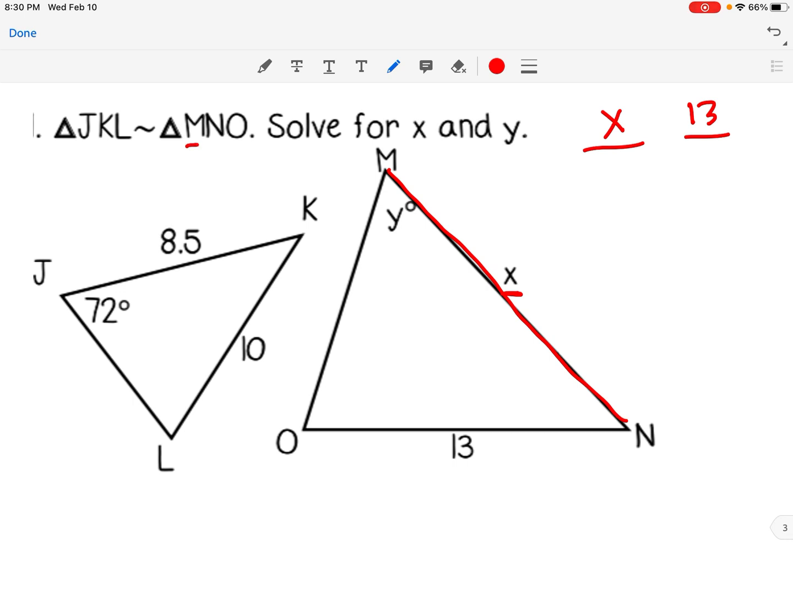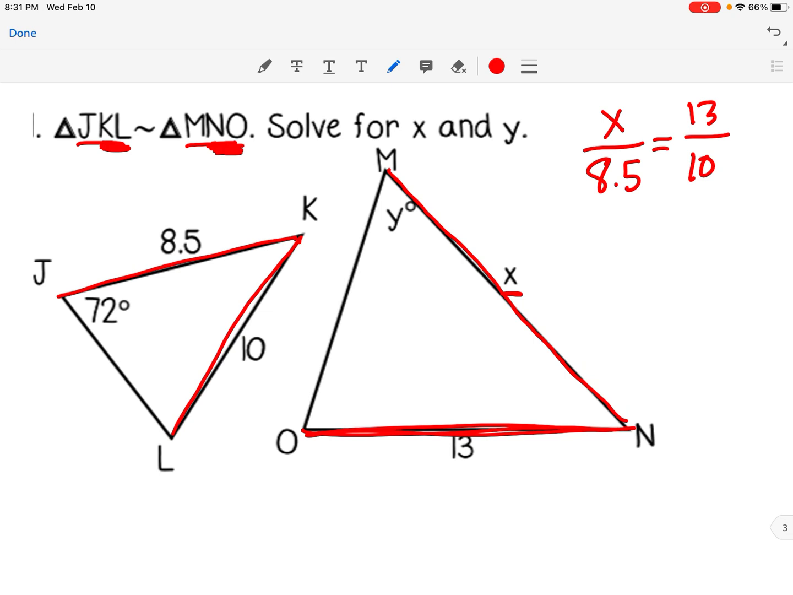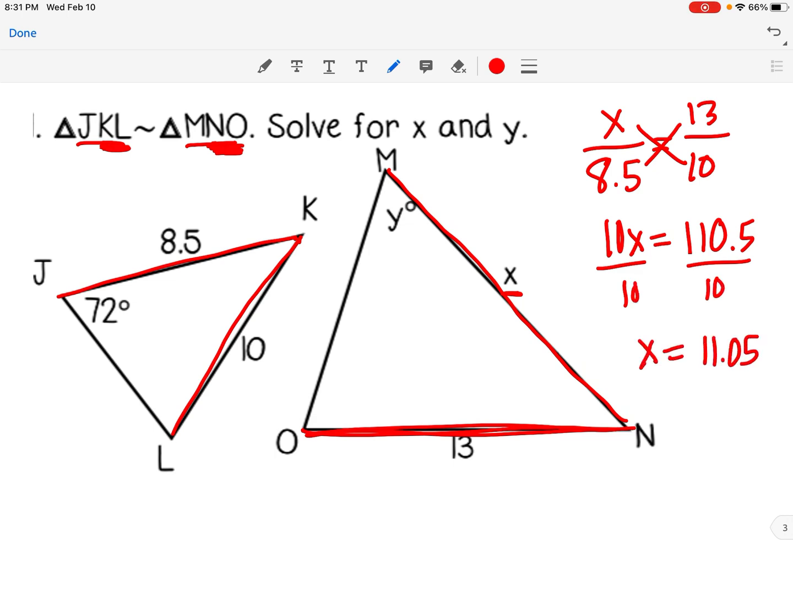X is our MN side, which corresponds with JK. So I'll put that on the bottom of the x. And that is going to equal 13 goes from O to N. So these two right here, O to N. So that's going to match K to L. So that's going to match 10. Okay, and we multiply, go from there. So 10 times x equals, I think this is 110.5. And then we solve for x, divide by 10, divide by 10. So we get x equals 11.05.